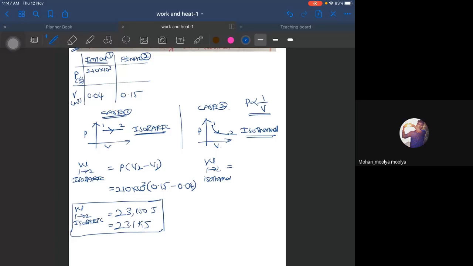First one. So what is that first one? It is P1 V1 into ln of V2 by V1, correct? Substitute the things. P1 is 210 into 10 to the power of 3, into V1, which is 0.04, into ln of V2 by V1, which is 0.15 divided by 0.04.